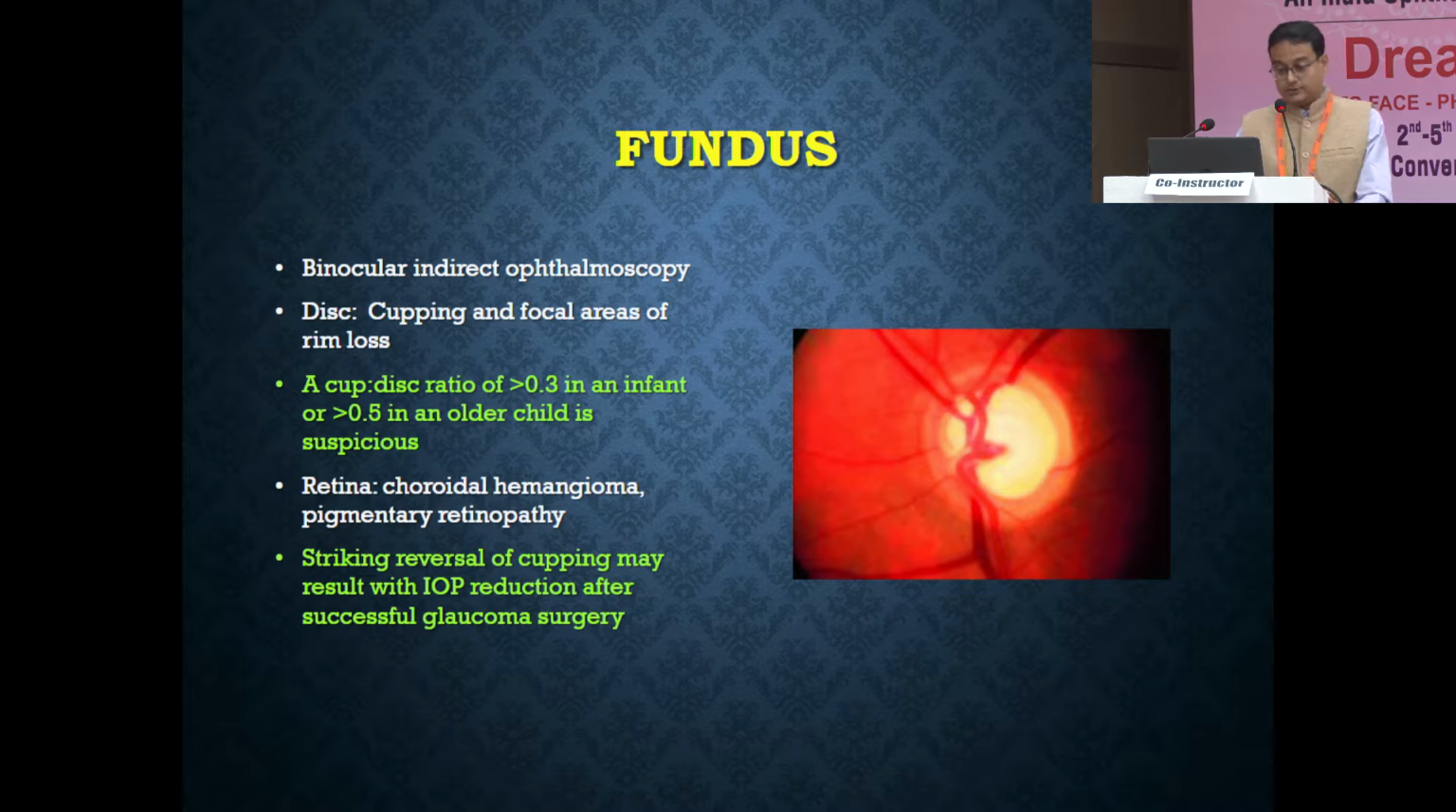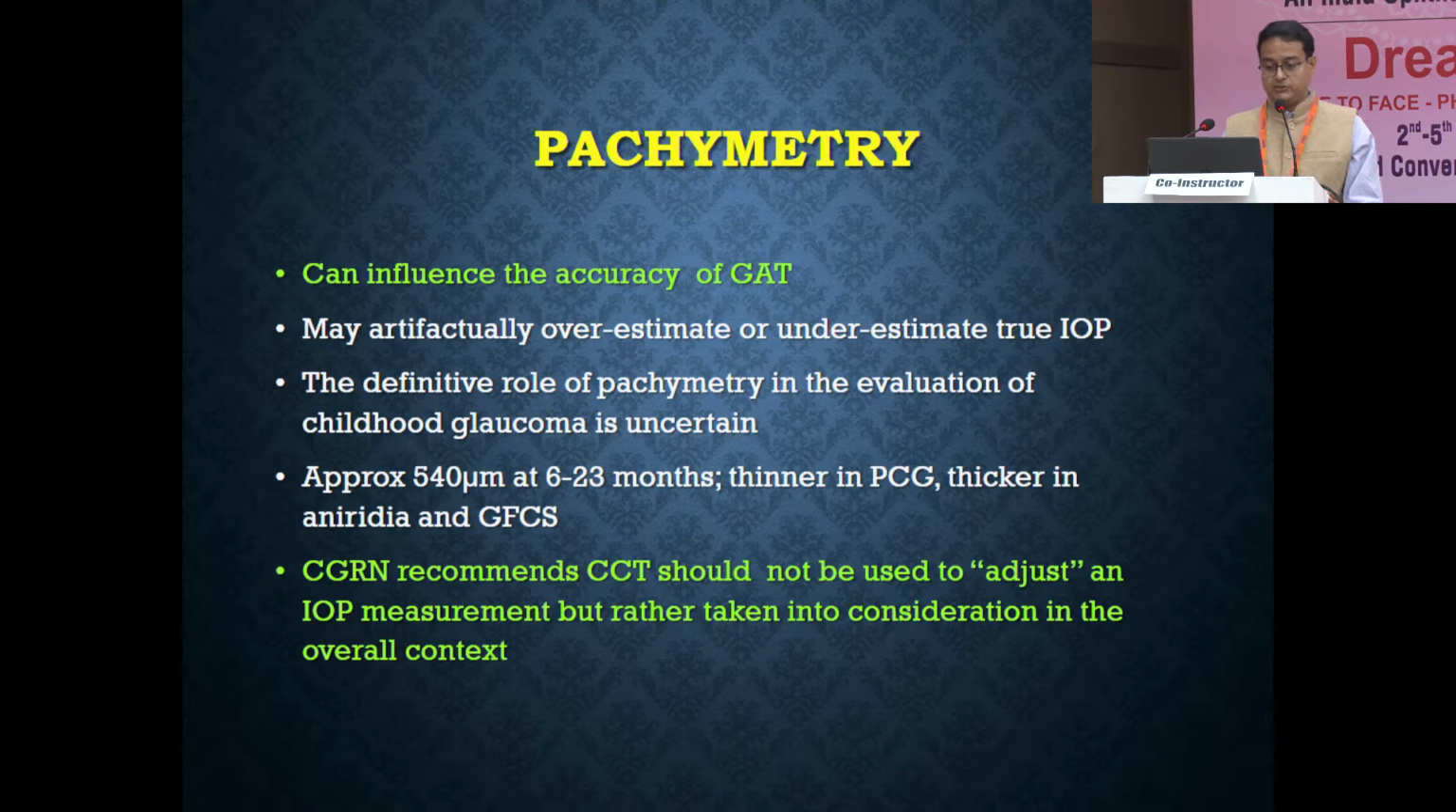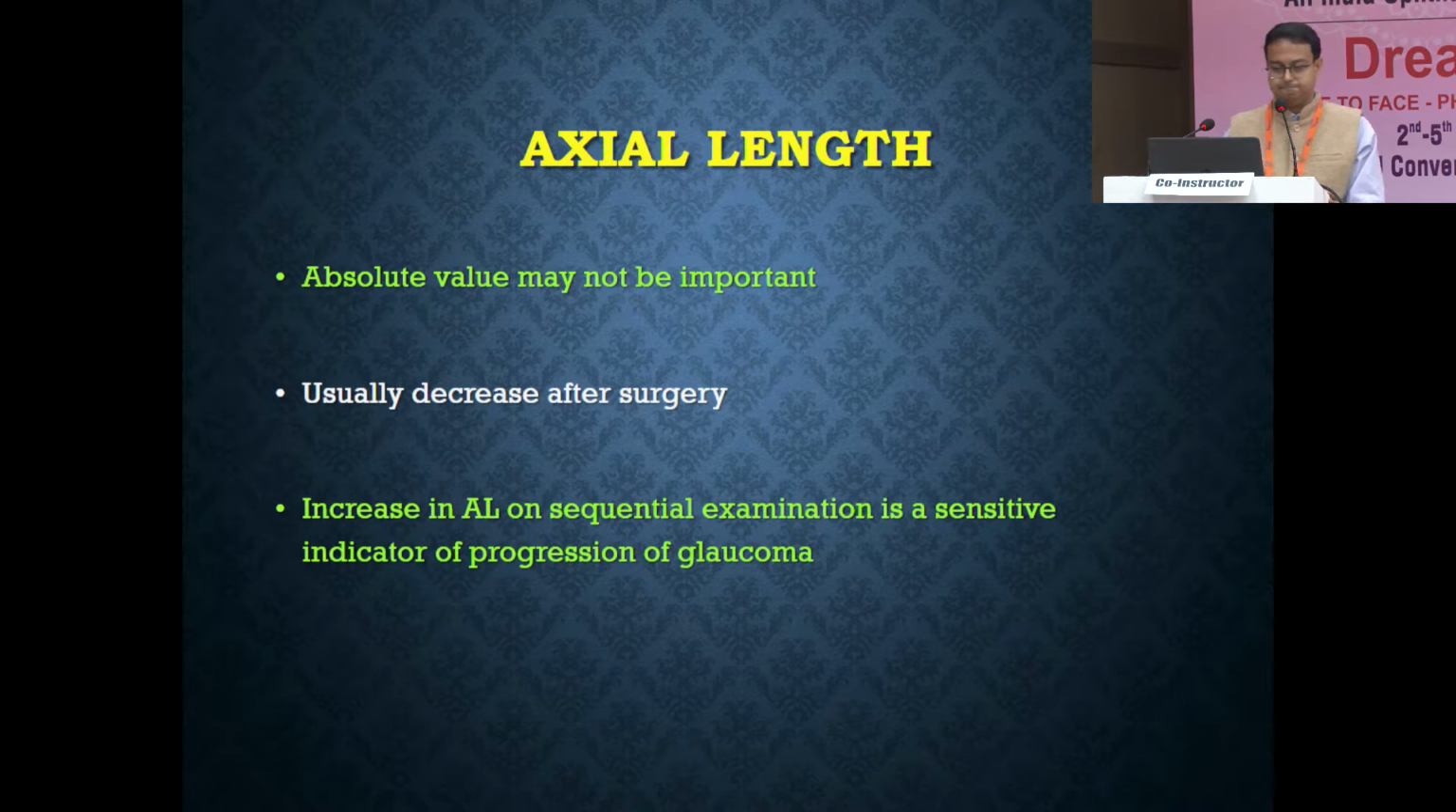And we know that striking reversal of cupping can result with IOP reduction after successful glaucoma surgery. Regarding the pachymetry, it is probably not as important as in adult glaucoma. However, it can influence the accuracy of the Goldmann applanation tonometry, and what the CGRN recommends is that the CCT should not be used to adjust an IOP measurement, but rather taken into consideration in the overall context.